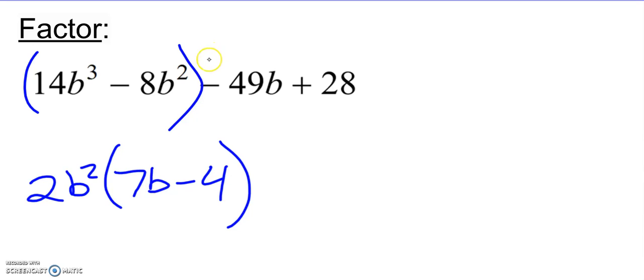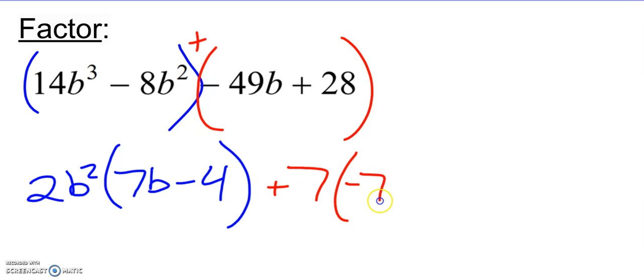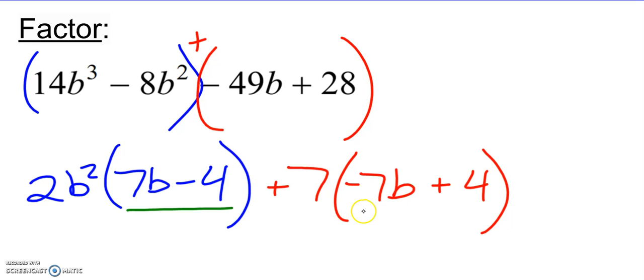Okay. My second set is negative 49b plus 28. So here's one thing we could do. A lot of students will say, oh, let's take out a 7, and you would not be incorrect. You could do that, which would make this negative 7b plus 4. Now looking at what we have, 7b minus 4 and negative 7b plus 4. They're very close. It's just that the signs are opposite. And if ever you run into that, there's a way to fix that so that they are the same.